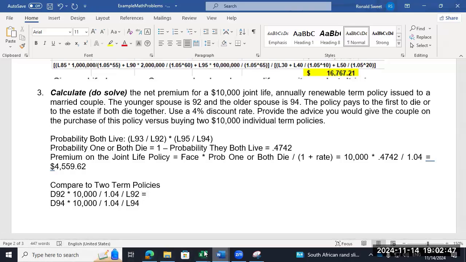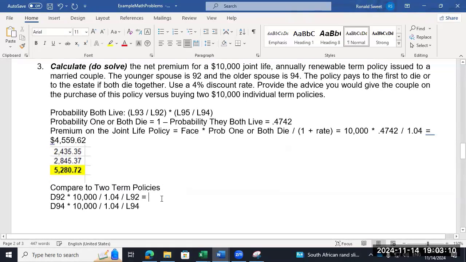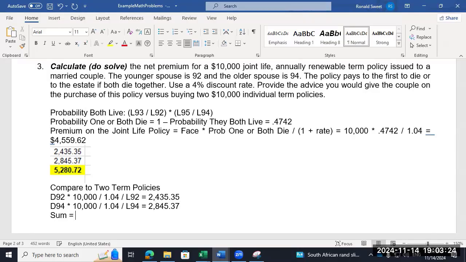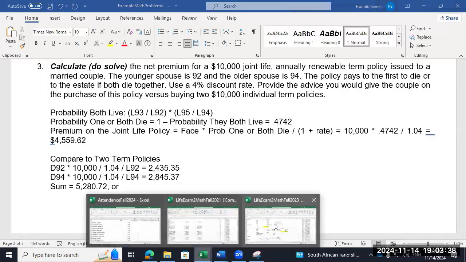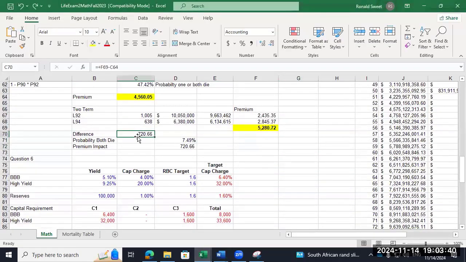When you do that, I'll let you check it this weekend, see if you can get these numbers. 2435.35, 2845.37. The sum equals 5280.72, or somewhat higher, right? 45 versus 52. So a difference of 720.66.